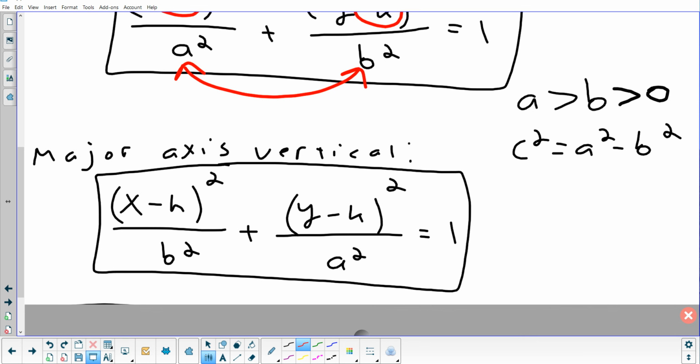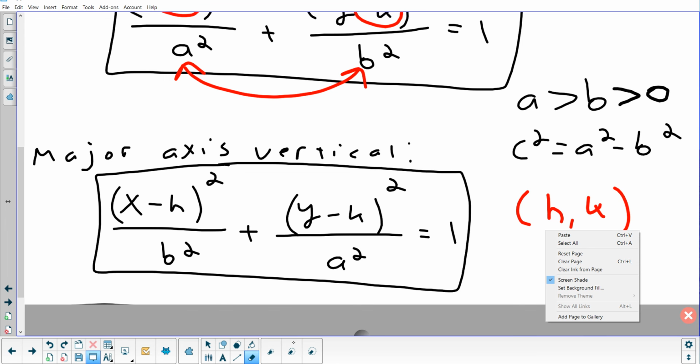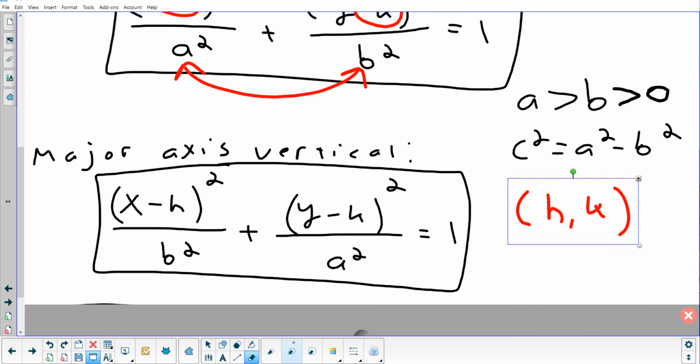So we'll try one of those, and then that'll be it. Just remember, H, comma, K. It's like alphabetical order. H comes before K. H is your horizontal shift. K is the vertical.